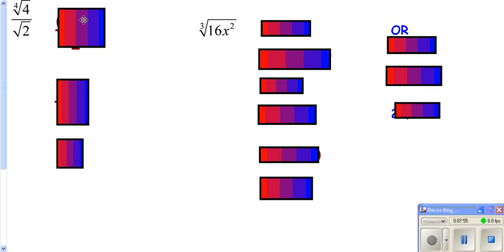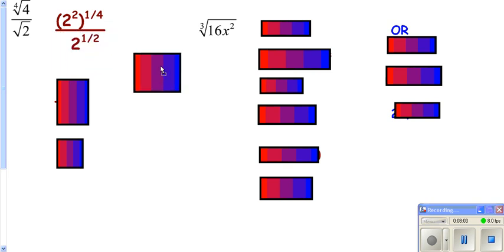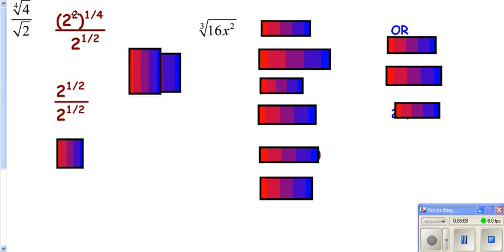And take a look at this one here. This would be a 2 squared on top, because that's what 4 is. 1/4 power, because you're dealing with the fourth root, and 2 to the 1/2 here. Multiply your exponents, you get 2 times 1/4, which is 1/2. 2 to the 1/2 over 2 to the 1/2, which top and bottom are the same, so it's just 1.